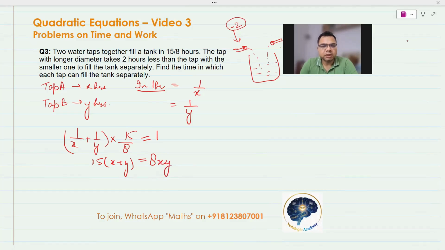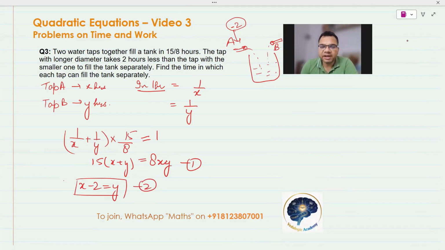Okay. Now this is the first equation that I have. For the second one, it says the tap with the longer diameter takes 2 hours less. So what I have is, we said this one is A, this is B. So A takes 2 hours less. So we have a relationship between X and Y itself. That is X minus 2 equals Y. So this is the second equation.